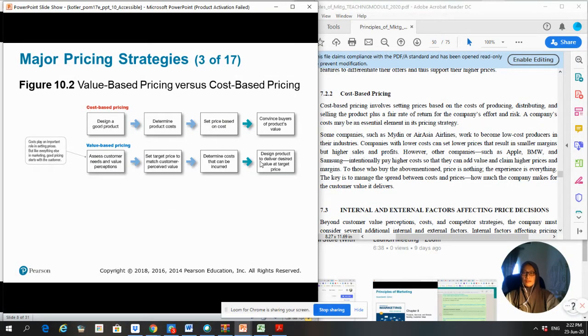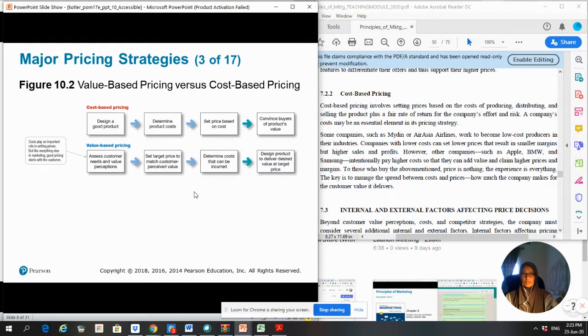And then after we set the price, we try to convince buyers about the product's value. Let's say, for 5 kg of nasi lemak, we might want to sell 1 bungkus for 3 ringgit. So this 3 ringgit is already covered for everything, for the cost. So we might want to have some value added, okay? Telur goreng or kacang goreng or whatever. This is the thing that we need to convince buyers. That's cost-based pricing, a straightforward strategy.